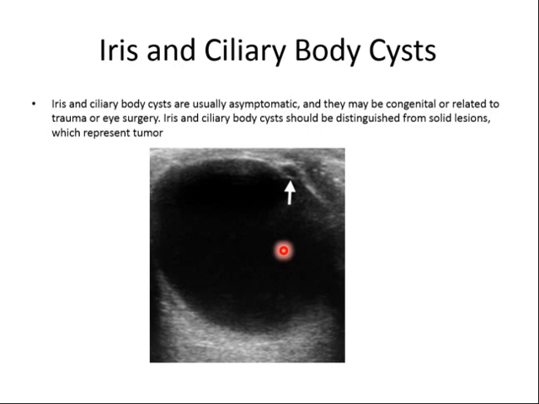In the iris, sometimes we see iris and ciliary body cysts, like in this case. This is a simple cyst seen in the ciliary body, and it's important to distinguish these cysts from solid lesions.